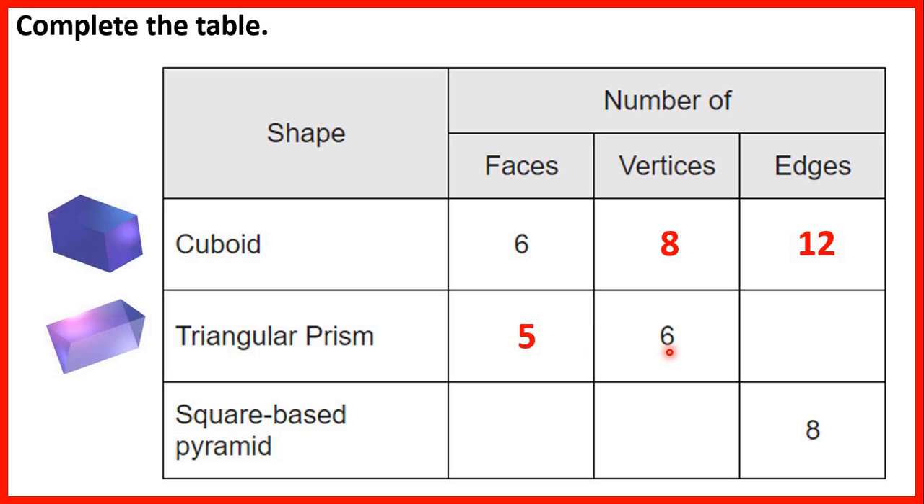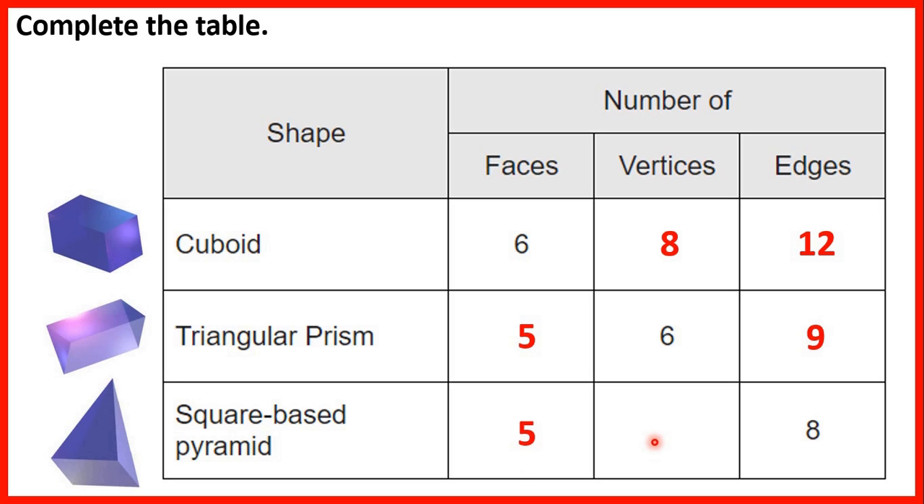We have 6 vertices, so 6 pointy bits, 3 at each end, and we need to find the number of edges. So we have 3 edges on this end, 3 edges at the other end, and then 3 edges in the middle connecting the corners of our triangles. So that's 3, 3 and 3, so 9 edges altogether. And finally, we have a square-based pyramid. For the number of faces, we have 1 face at the bottom and then 4 faces connecting each edge of the square to the top of the pyramid. So that's 5 faces altogether.